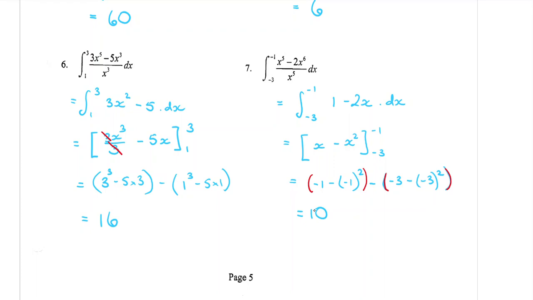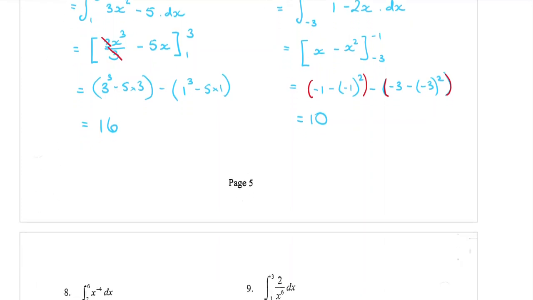Oh, when they cancel, it will leave a 1 though. Because x to the 5 divided by x to the 5 is a 1, and then you integrate that to become an x. Make sense? Yeah, so just be careful back here, a couple of people. If you're dividing these x to the 5s, it does leave a 1. It doesn't disappear altogether. Don't lose the 1.